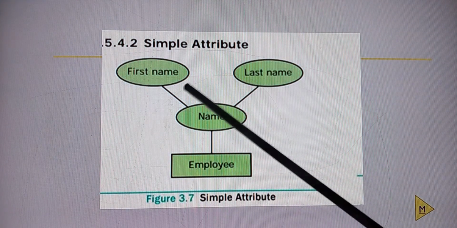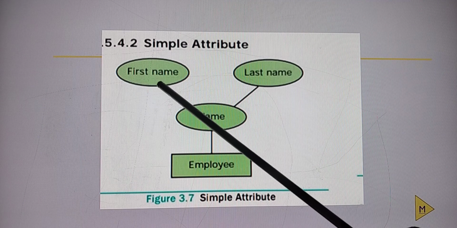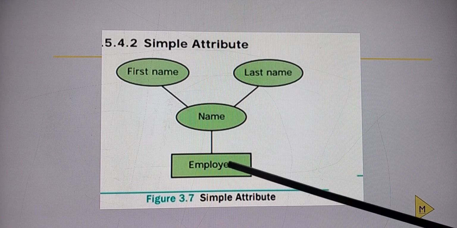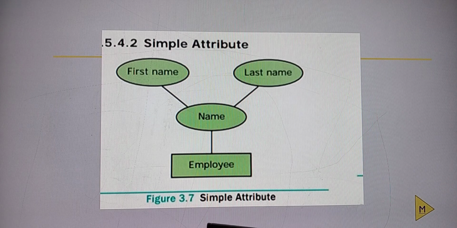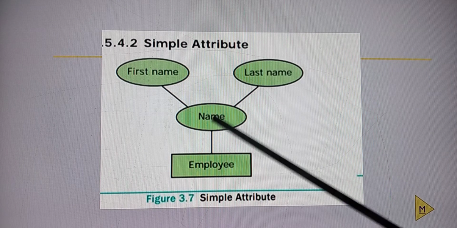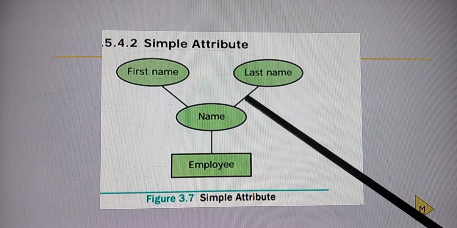Employee name: last name and first name. If you take out first name and last name, these two are going to have the meaning. Otherwise, if you take the employee out, the remaining will have a different meaning. That is name, first name, last name. It is going to have a different meaning.